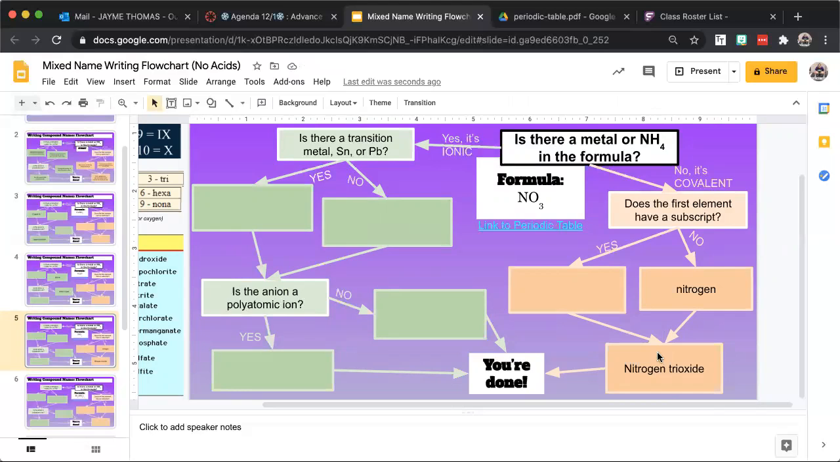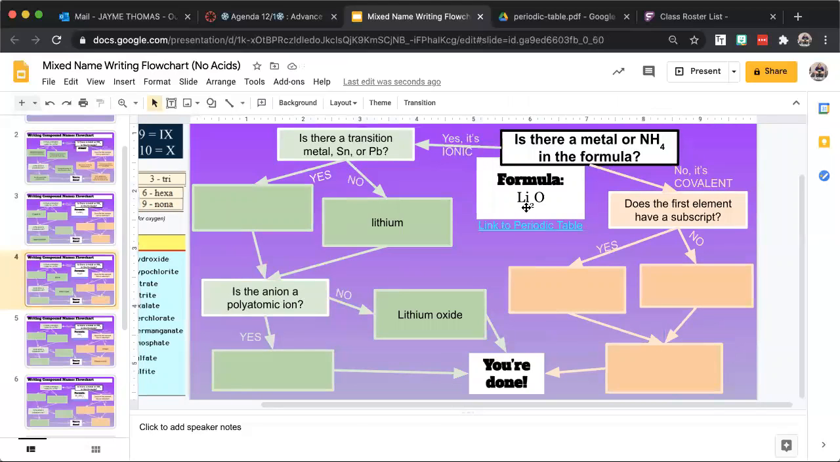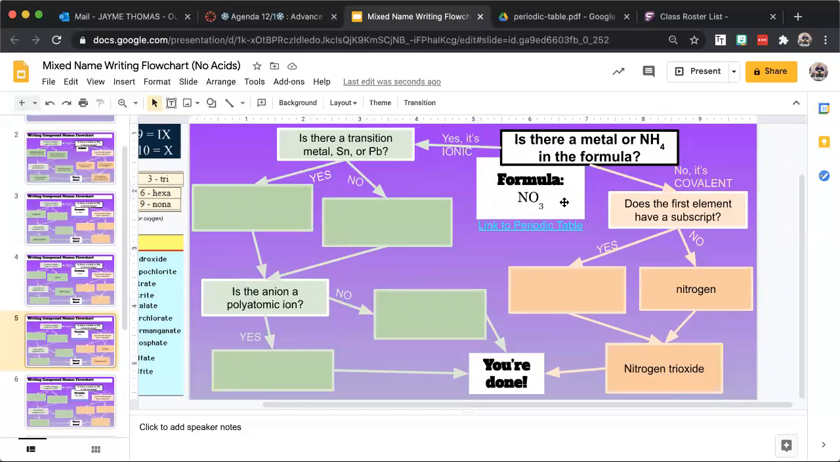They both had oxygen, but this one we used a prefix, the other one we didn't, because this one, Li2O, lithium's a metal, which makes it ionic, and we don't need prefixes, okay? Whereas this one, they were both nonmetals, that makes it covalent, which means we do use prefixes.